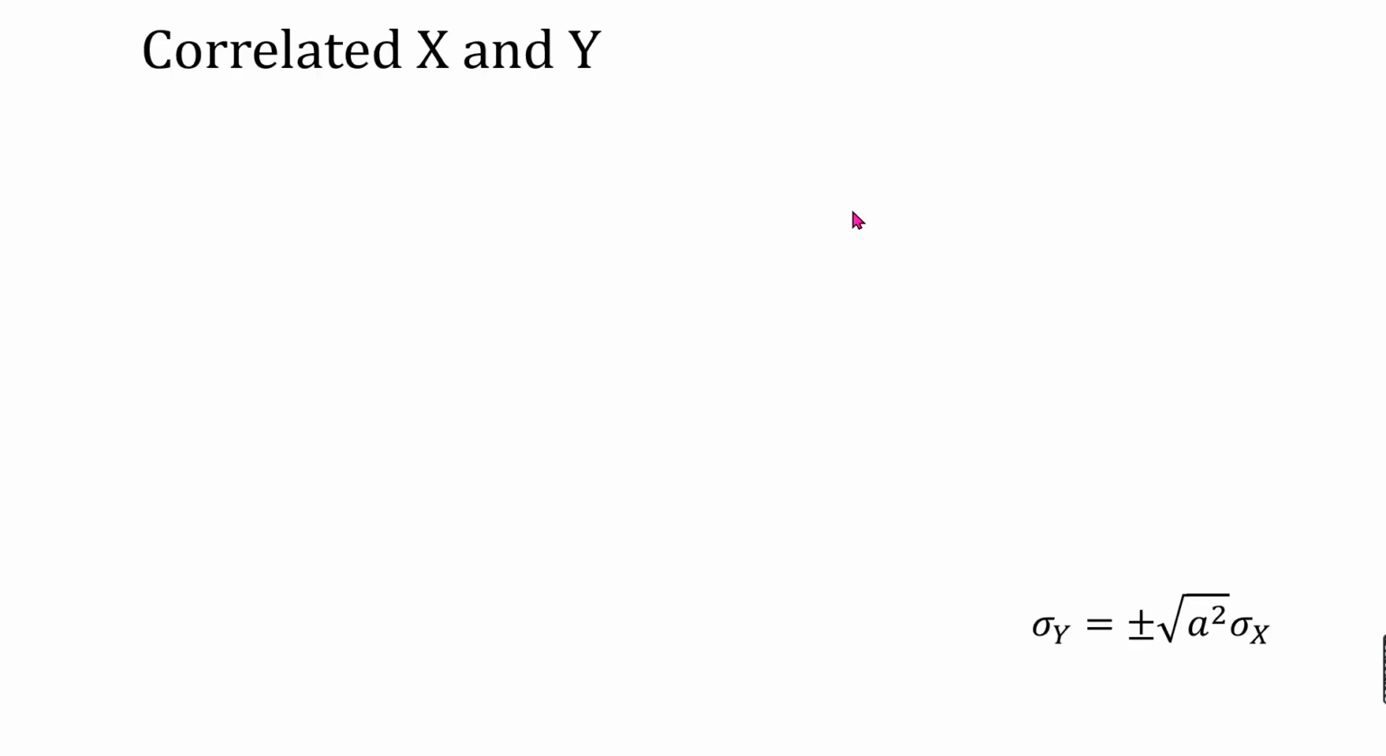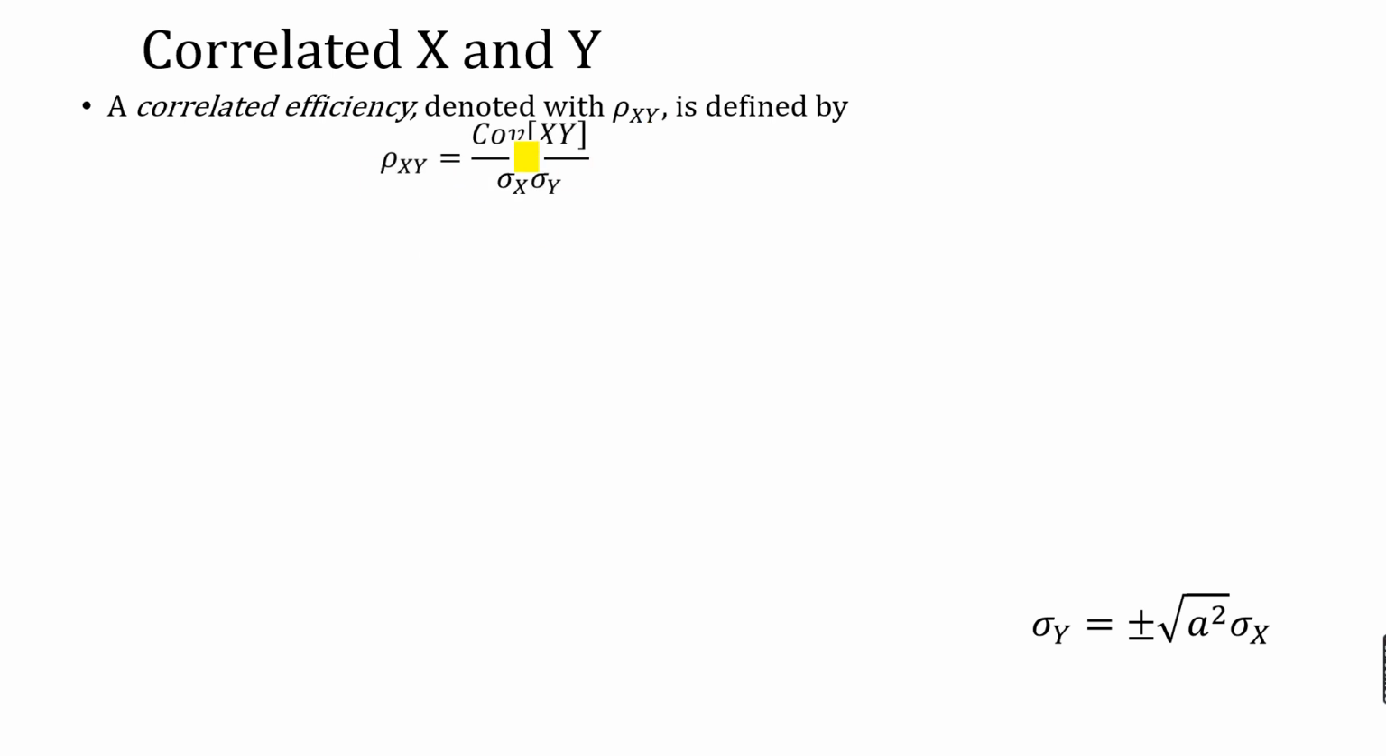All right. What do you mean by correlated x and y? This is the concept where we can define a correlation coefficient. It is denoted as rho of x, y, and it is defined as the ratio of covariance of x, y divided by the standard deviation of x and the standard deviation of y.